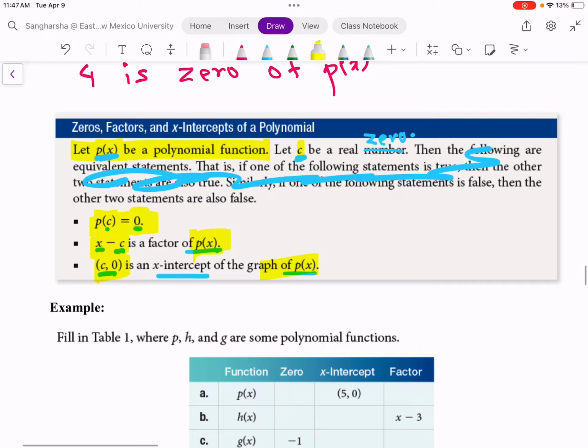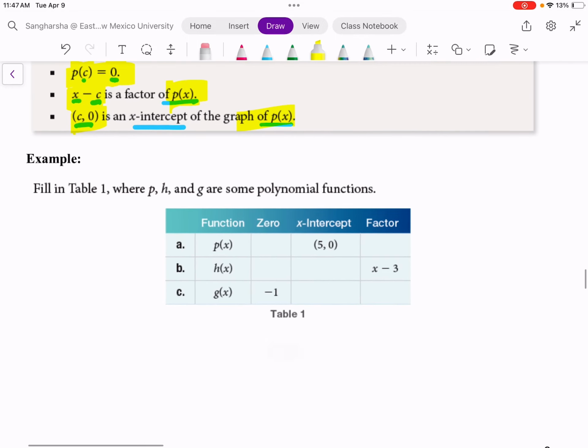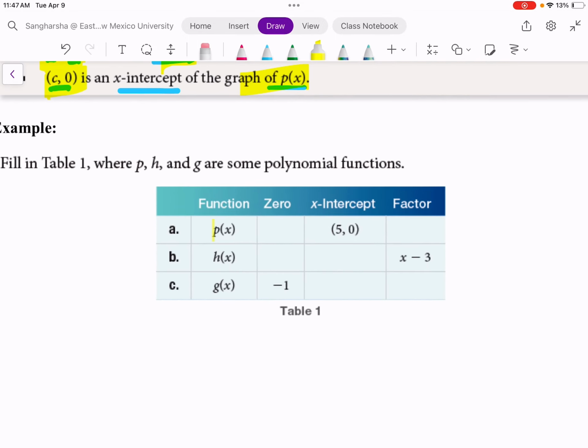Now using this concept, let's fill this table. We have this polynomial p of x, and we know the x-intercept is 5, 0. If this is the case, what is the real 0 for this p of x? We know the x-intercept for that function is 5, 0. Now what number is a 0 here? It's 5. So we don't know what the function is here, but we can find the 0. So 5 is the 0.